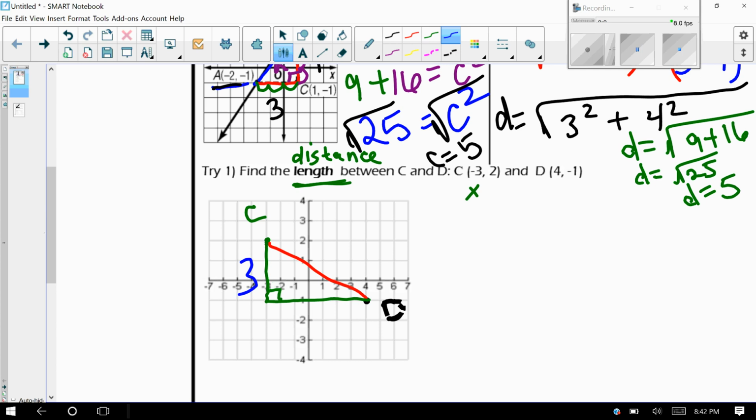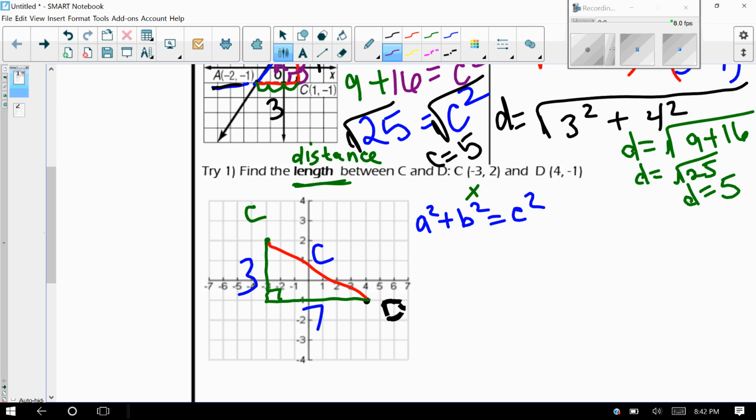I'm going to write a 3. And then I went over 1, 2, 3, 4, 5, 6, 7 units. I'm going to write a 7. And then we're trying to find C to D, so that is my C, right? So remember the Pythagorean theorem is a squared plus b squared equals c squared, but the hypotenuse, the longest side, has to be our c squared, or our c. So that has to be on the other side by itself.